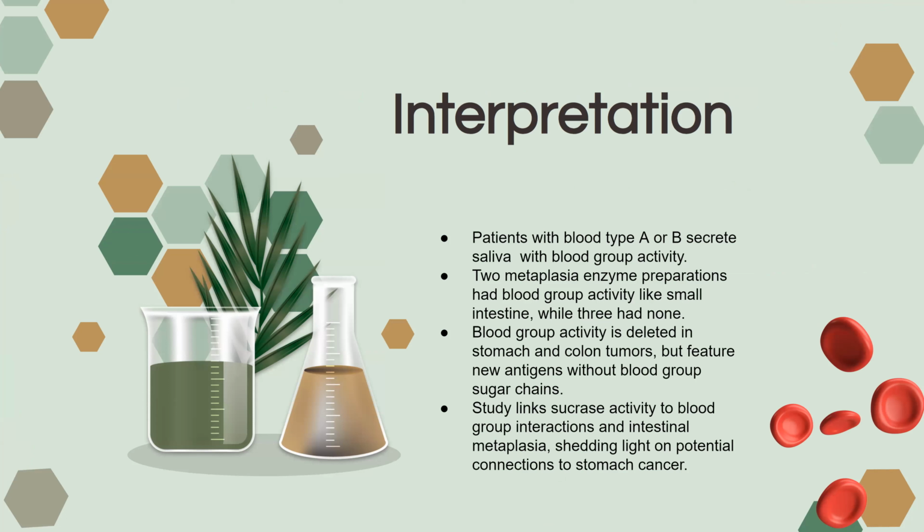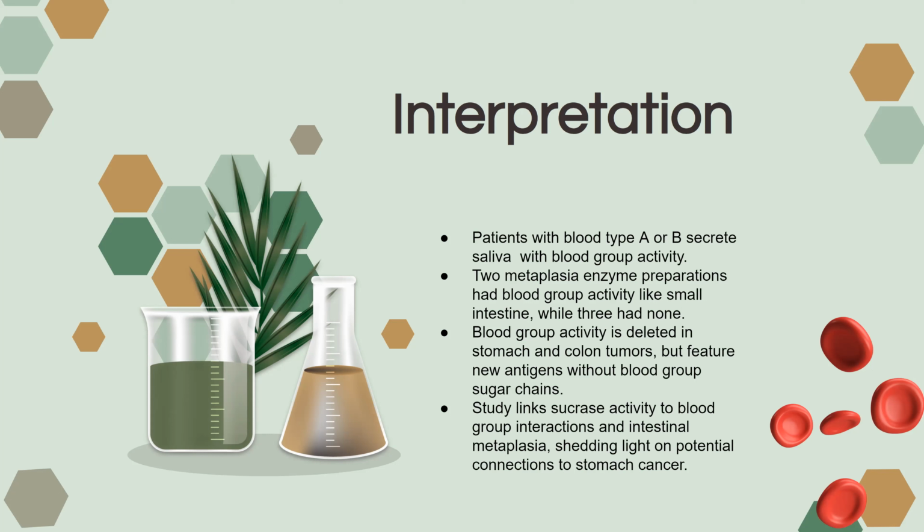Now, a possible explanation for the lack of blood group activity in these sucrase preparations could be attributed to incomplete sugar chains. Normally, ABO blood group antigenicity is determined by a terminal portion of a sugar chain, and it is normally present in several organs besides erythrocytes. Recently, reports have shown that blood group activity is actually deleted in the stomach and colon tumors, and that new antigens that lack blood group sugar chains will appear in these tumors. Some changes of membrane glycoproteins and glycolipids have been associated with tumor formation, which could have also been due to the incomplete sugar chains.